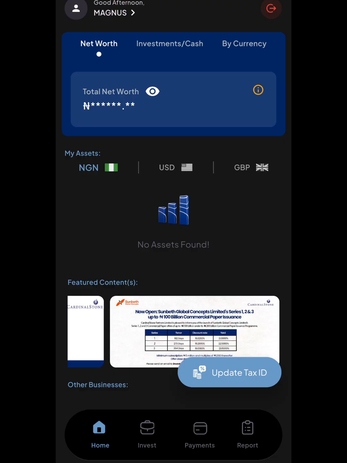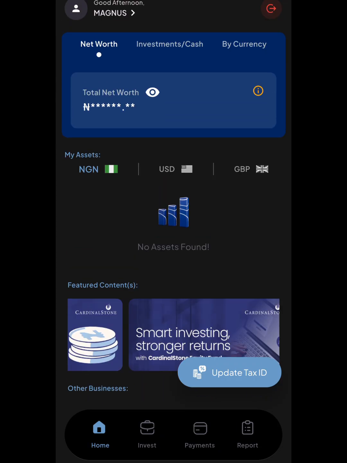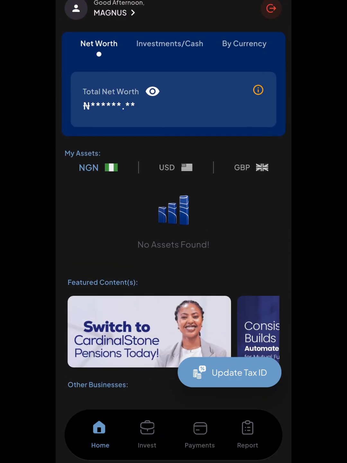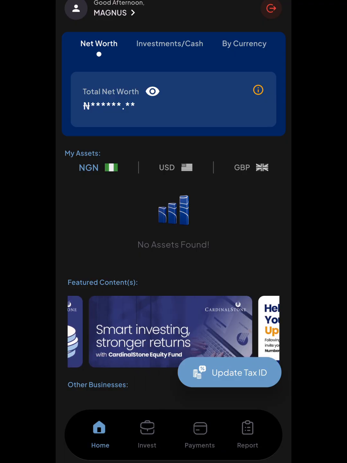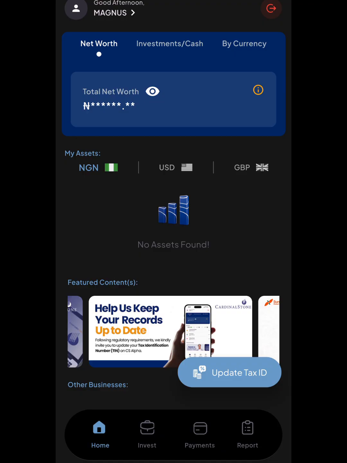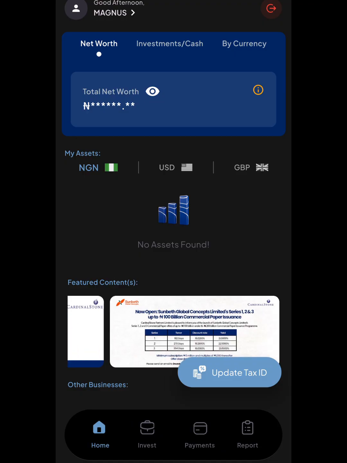Of course, you don't have to use CardinalStone alone. If you want to buy mutual funds from AfriInvest, you can use AfriInvest. If you want to buy from Chapel Hill Denham, which is the guys behind Invest Nigeria, you can use the Invest Nigeria app. If you want to buy on Cowrywise, Cowrywise is a sub broker for a lot of these guys. You can also use Cowrywise to buy.